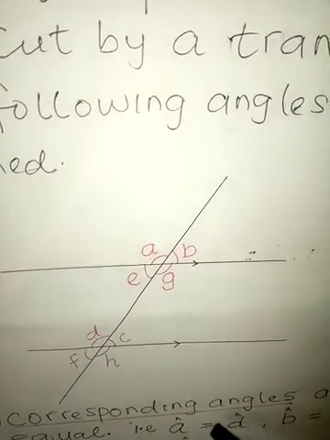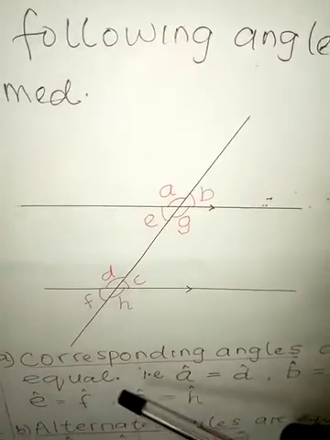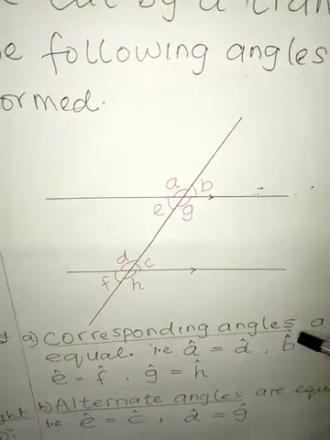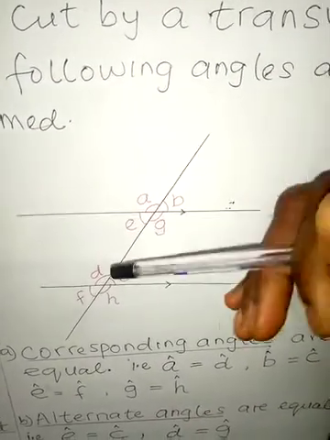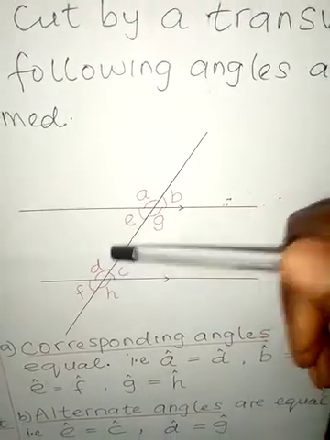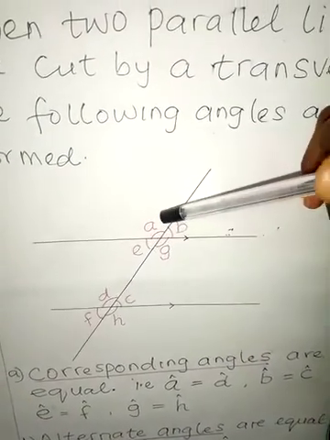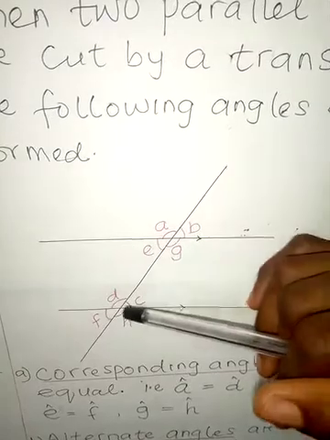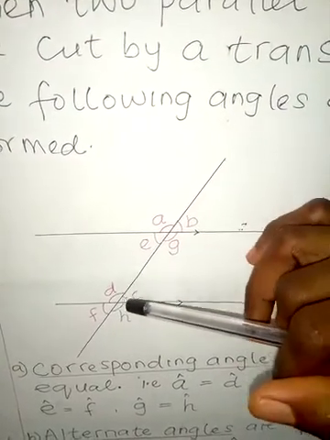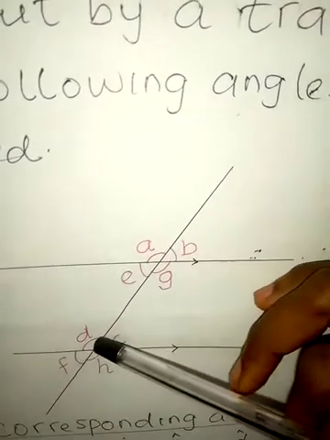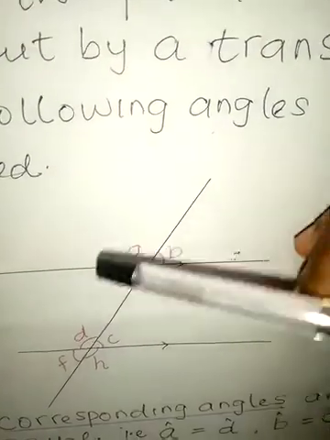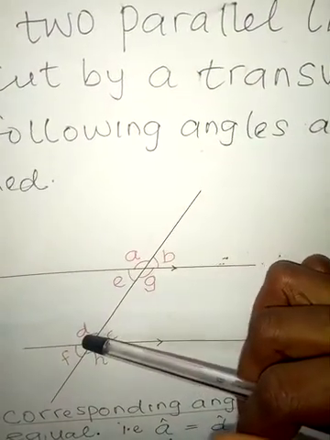Corresponding angles are formed, and corresponding angles are equal. If you look at the diagram here, angle A is corresponding to angle D. Why? Angle A is on the top part of the first parallel line, and angle D is on the top part of the second parallel. So they are corresponding to each other, and they must be equal. That is, if angle A is 10, angle D also will be 10 degrees.